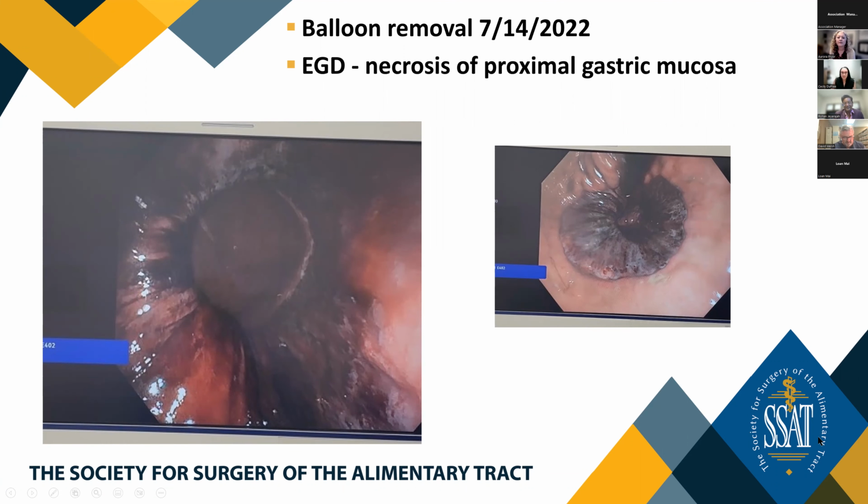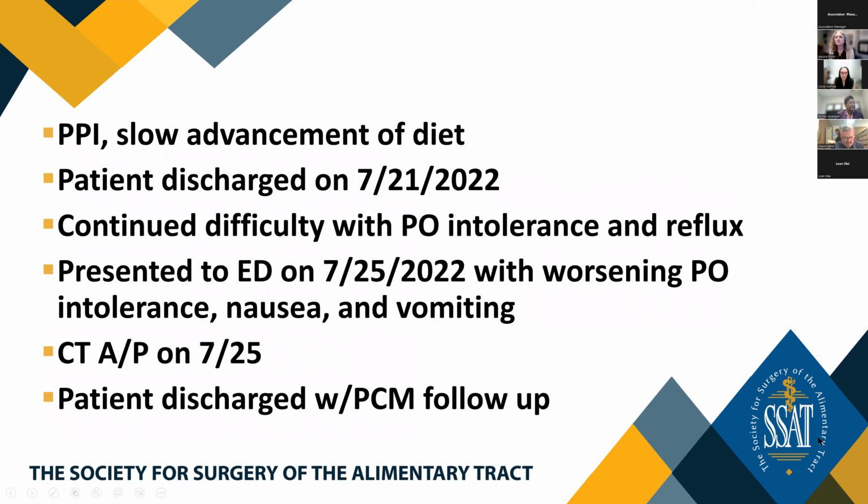Sorry. Well, I think that all of these are great potentials. The way that they chose to manage this patient was to place her back on her PPI. And as she started to have resolution of her symptoms, they advanced her diet back to a regular diet. She remained in the hospital for 7 days, but after discharge, she started having again issues with PO intolerance, reflux, nausea, and vomiting. And on the 25th of July, returned back to the emergency department with an acute worsening of her pain, nausea, and PO intolerance.